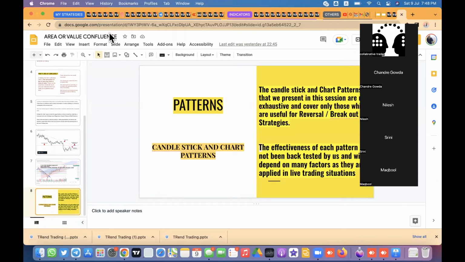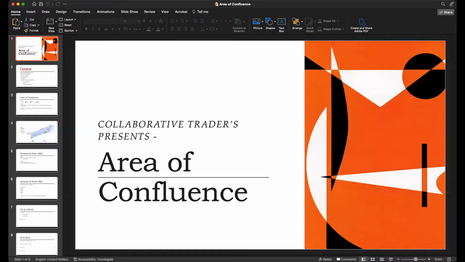I'm just sharing my screen. Just let me know if my screen is visible or not. Is my screen visible? Please, anyone can confirm with yes or no. Ganesh, it's visible.